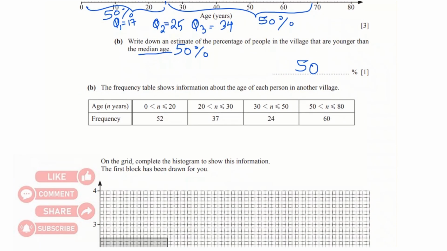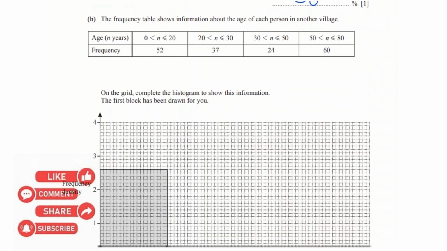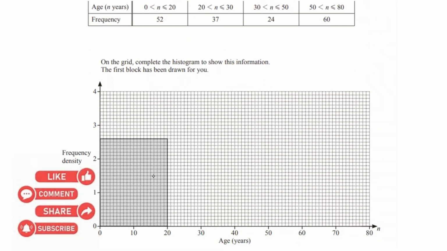The frequency table shows information about the age of each person in another village. 0 to 20, 20 to 30, 30 to 50, 50 to 80, again unequal class intervals. Frequencies are given to you. On the grid, complete the histogram to find this information. The first block is done for you. What is the first block? Frequency density, because the class widths are not equal.